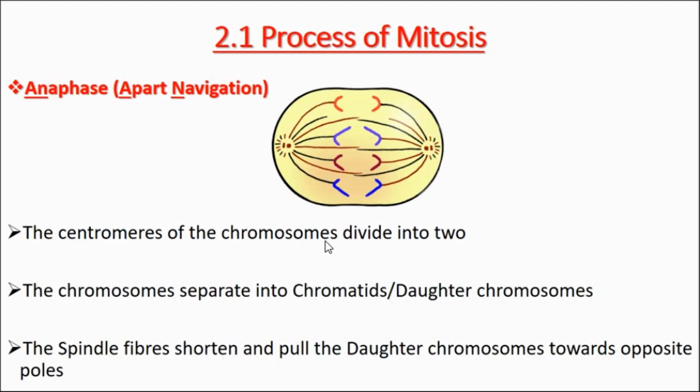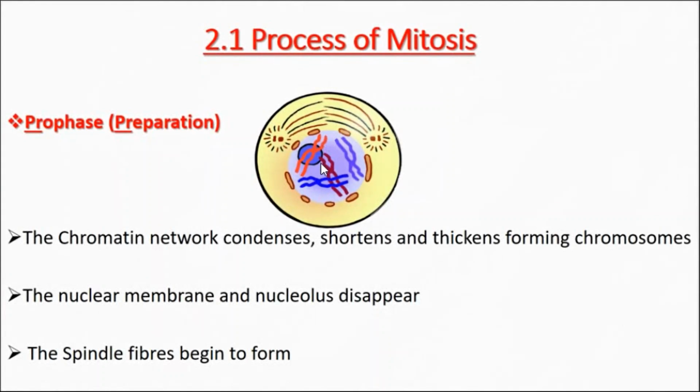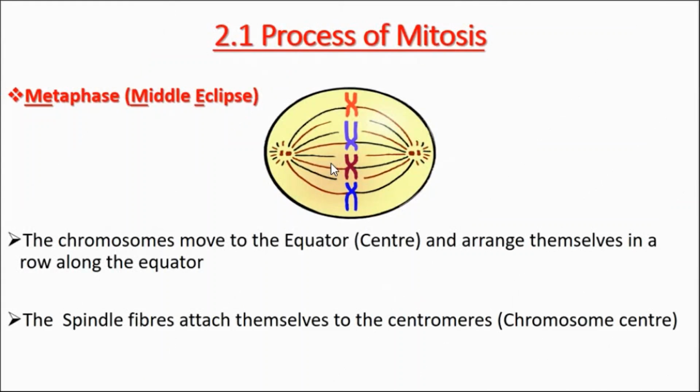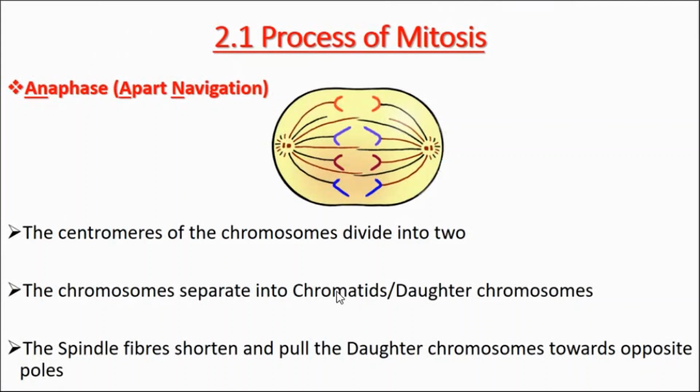The centromeres of the chromosomes divide into two. So you can see that they've divided into two and that the chromosomes separate into chromatids, also known as daughter chromosomes. Before, you had full chromosomes for your first two phases, and now you have half chromosomes, also known as chromatids or daughter chromosomes.